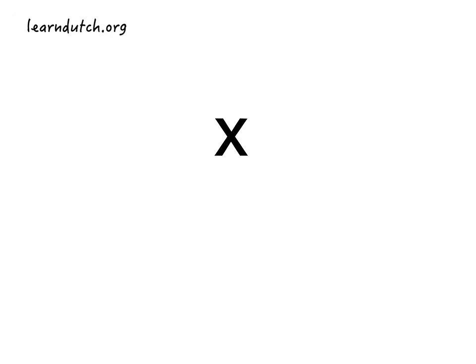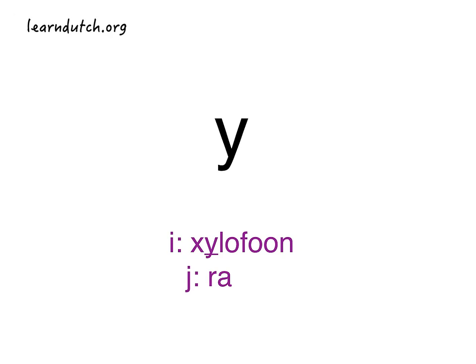X, the letter X, like in xylophone, which means the same as in English. The Y, in spelling we say Y or Griekse I, Greek I, pronounced like I as in xylophone, or J, like in rayon. Z, the letter Z, like in zon, which means sun.